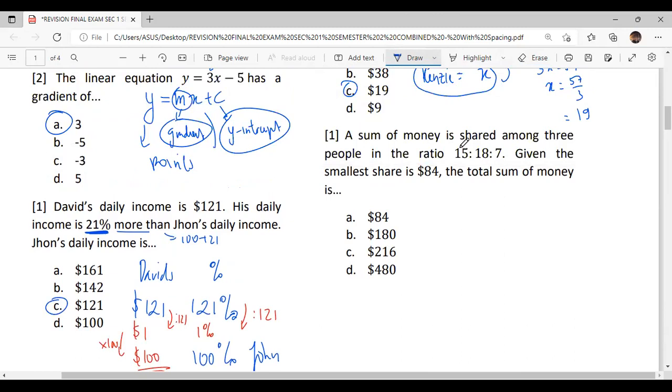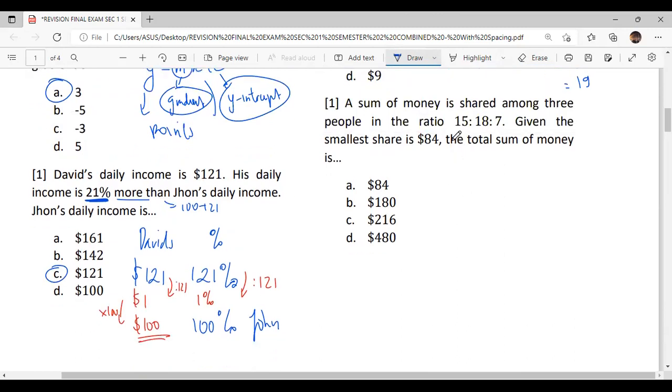Okay. Now this one. A sum of money is shared among 3 people in the ratio of 15x, 18x, and 7x. Right? Given the smallest share is 84. So where is the 84? 15, 18, or 7? Of course, is 7x, right? So after we get this logic, so this is the hardest part, the logic. After the hard part of logic, you do the easy thing.